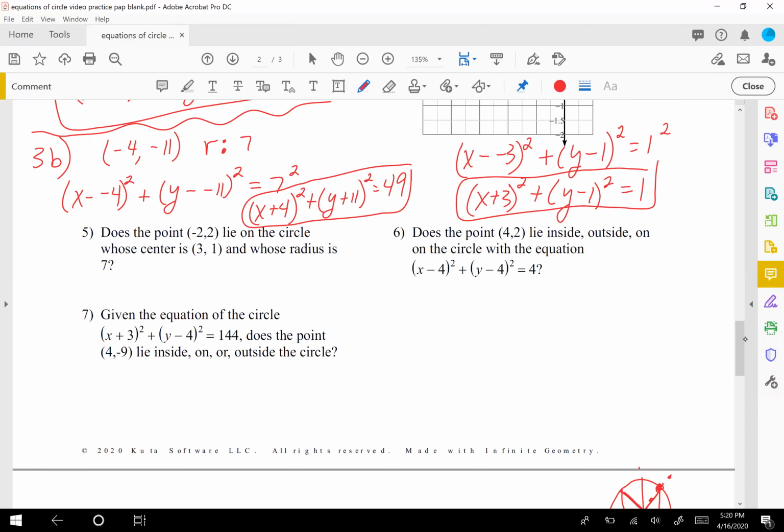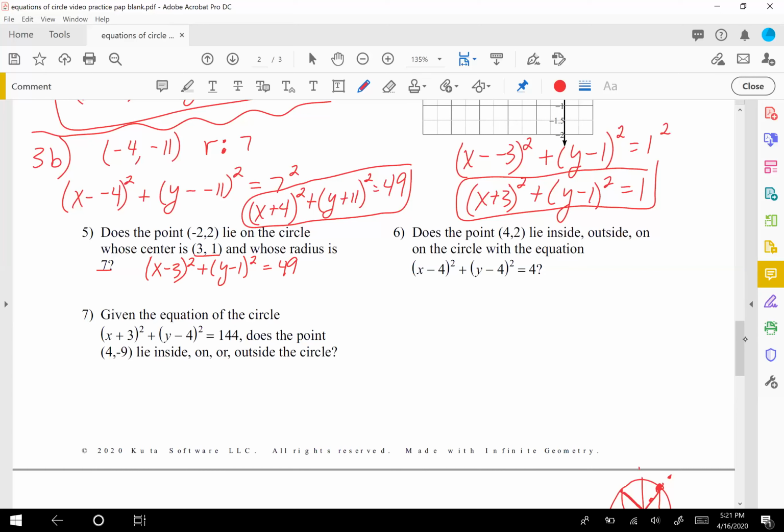So we have, it says, does the point negative 2, 2 lie on the circle whose center is 3, 1 and whose radius is 7? Okay, we need the center and the radius. So we have x minus 3 squared plus y minus 1 squared. And then we have r squared, so 7 squared, so that's 49.